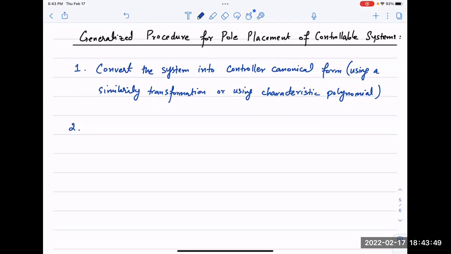And then the next step is you solve the pole placement problem. Or maybe let's write it down in a better way. The second step should be to determine the desired characteristic polynomial.